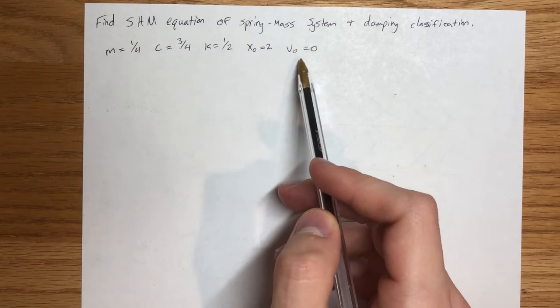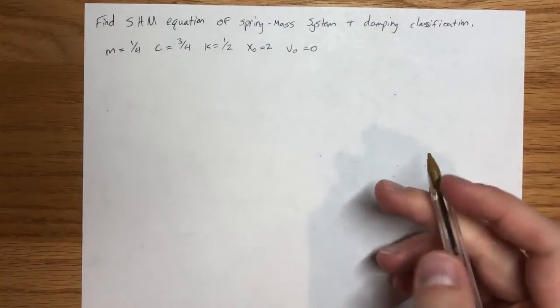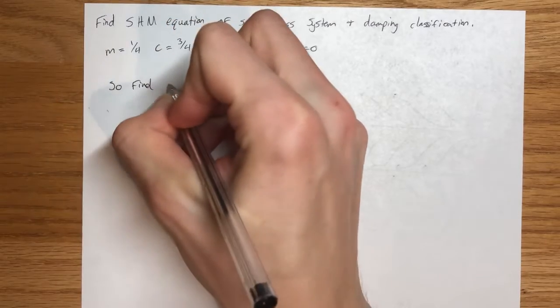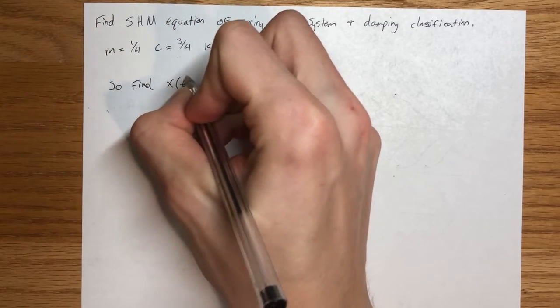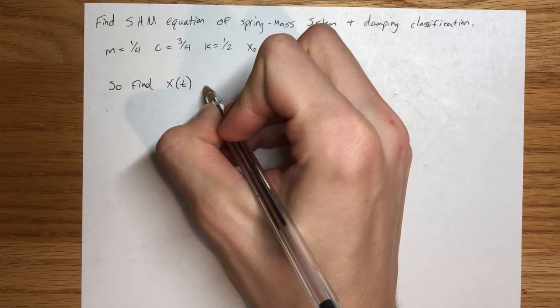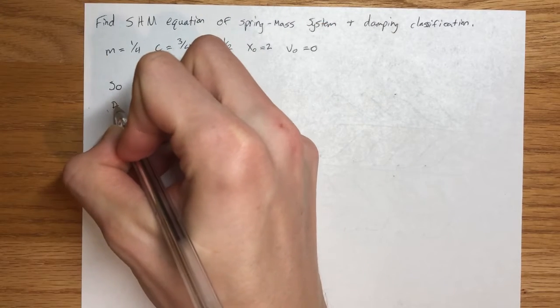This will be our change in distance. This is our velocity, our initial conditions for those. So the idea is, we want to find some spring mass equation x of t, and that's a simple harmonic motion, and then we want to do our damping classification.